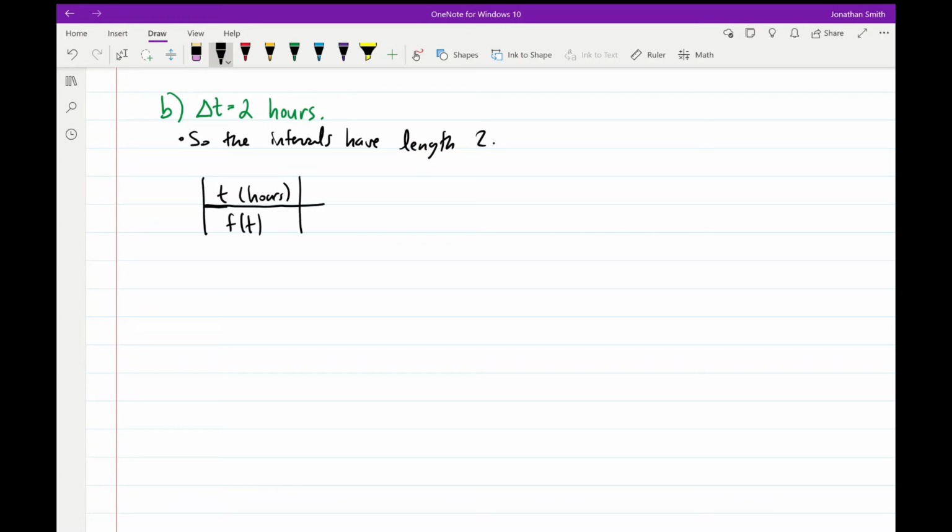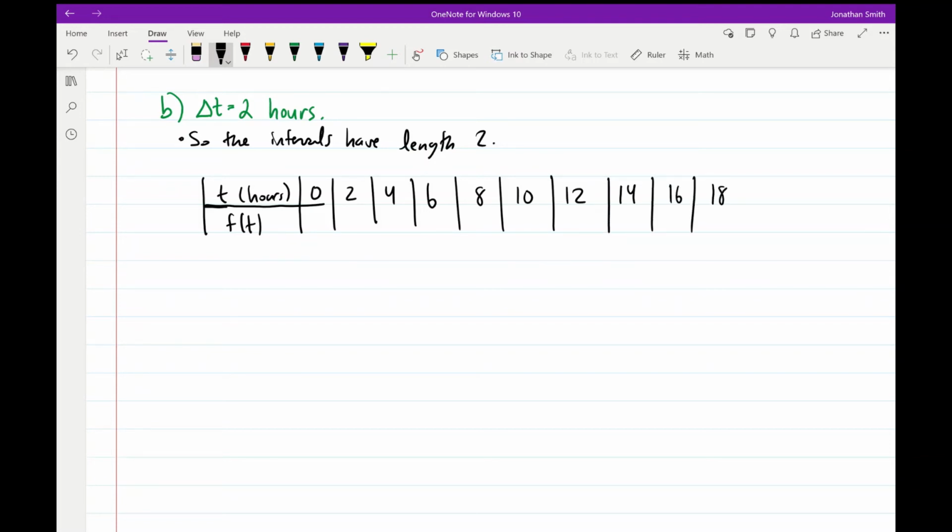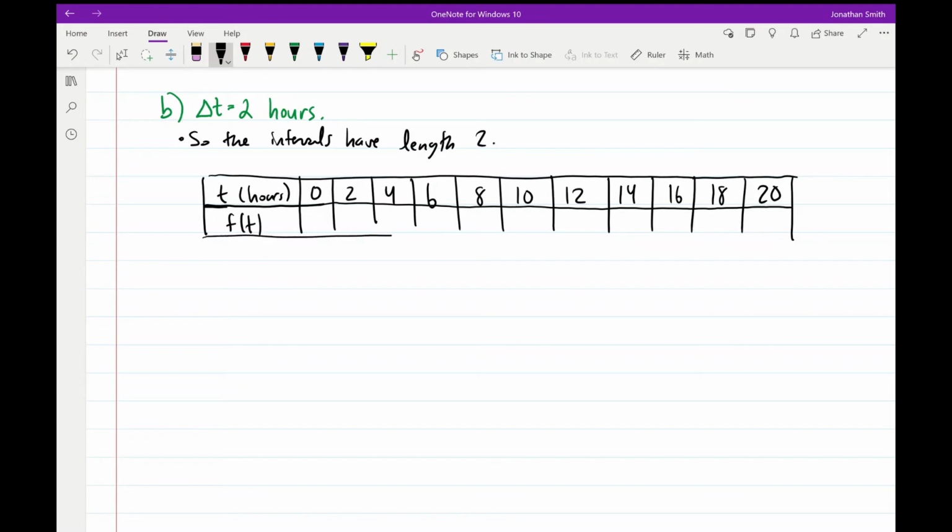And this time the table is going to be bigger because we're subdividing the interval from 0 to 20 into intervals of length 2 as opposed to intervals of length 4. So we're going from 0 to 2 to 4 to 6 to 8 to 10 to 12 to 14 to 16 to 18 and finally to 20. As delta t gets smaller, this calculation can get more and more tedious, but I think it's important to show the calculation so you get a good idea for how it works.